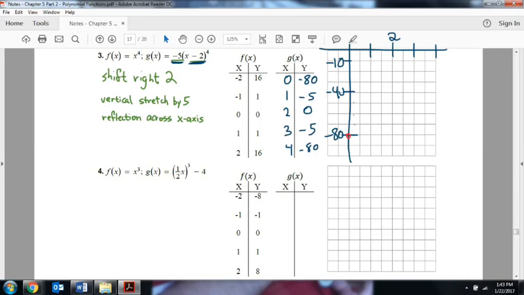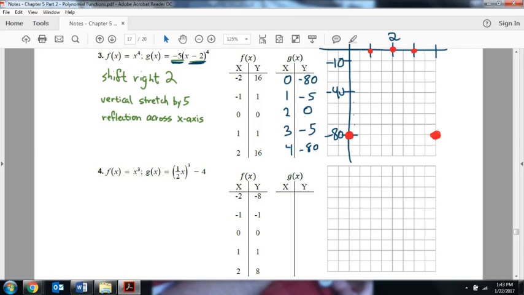0, negative 80, right there. Which we also know that 4, negative 80 is way over there. We know that 2, 0 is right there. And then we got negative 1, which is just underneath.